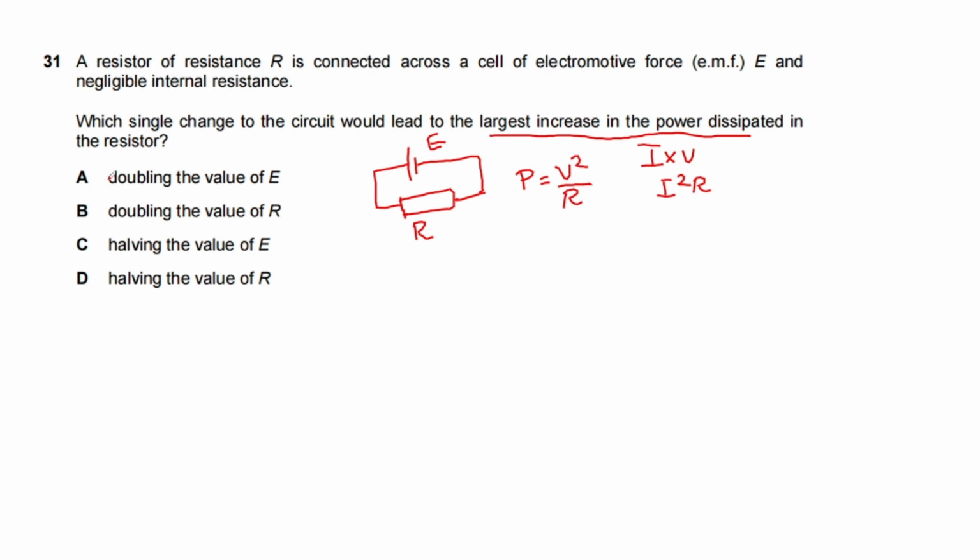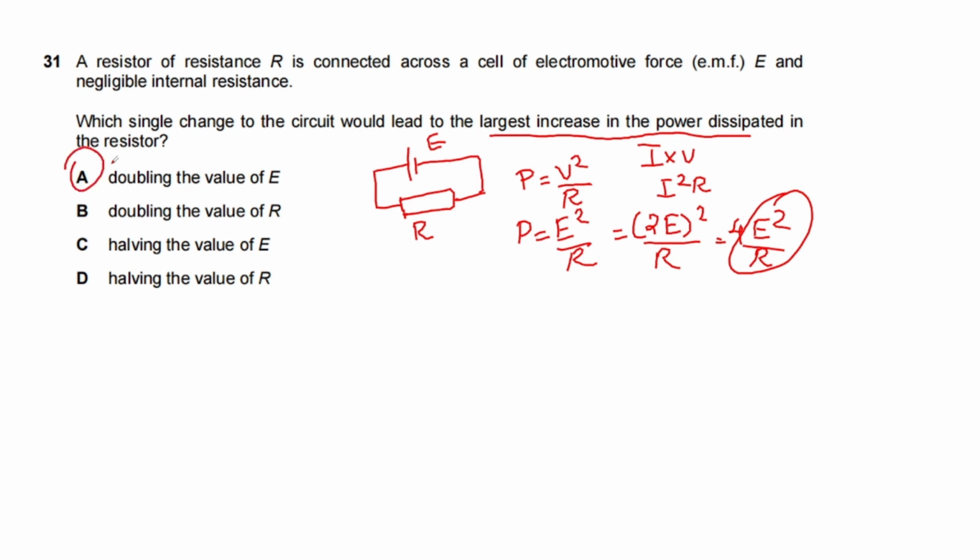The first option is option A, doubling the value of E. So if you are doubling this E value, P is equal to E square by R, since the internal resistance is negligible, you can choose this one. If you are doubling E, you will get 2E whole square divided by R, which means 4E square by R. So it is 4 times increase in the power dissipated, right? So option A is the correct answer for this.